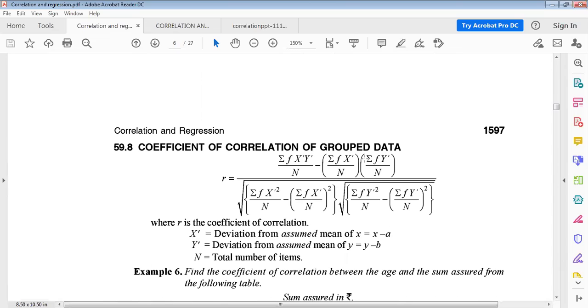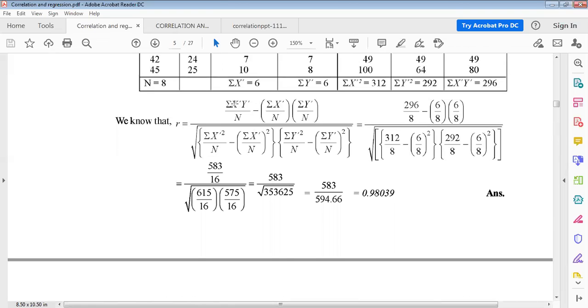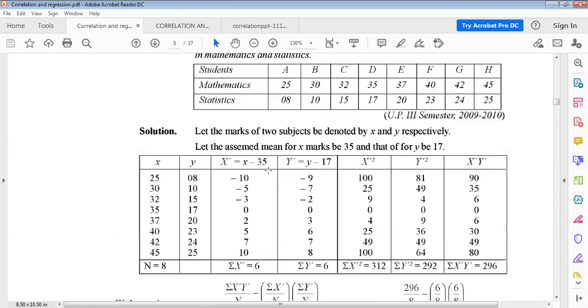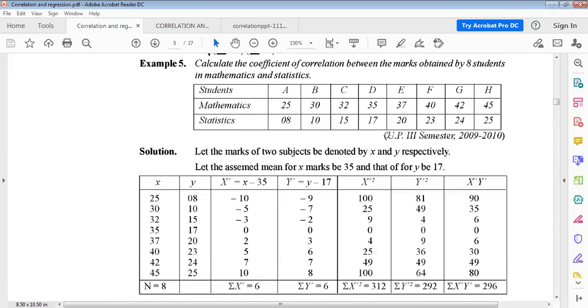Now the coefficient of correlation for grouped data. It is the same formula, with the summation, but for grouped data there will be a frequency multiplied. For discrete, ungrouped data, it is just without frequency.